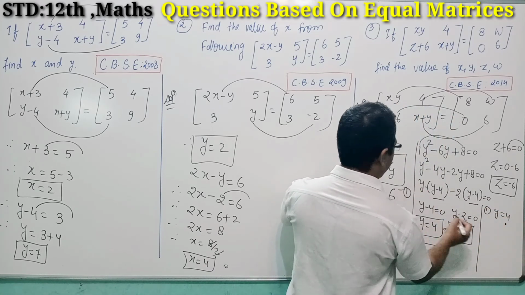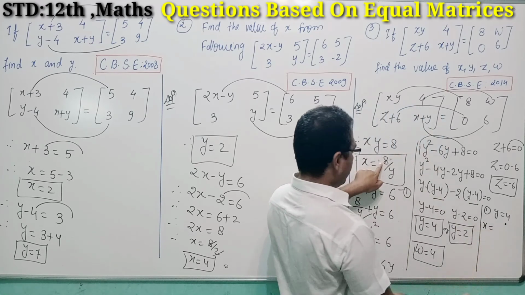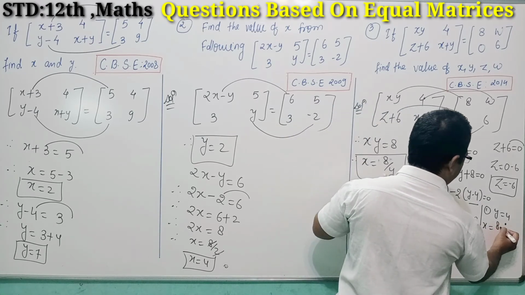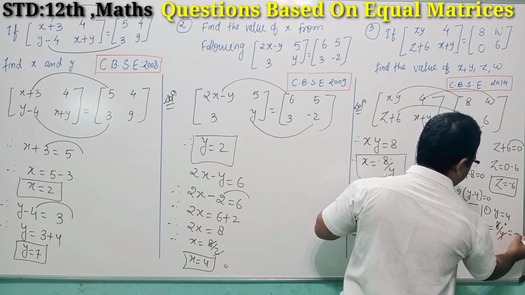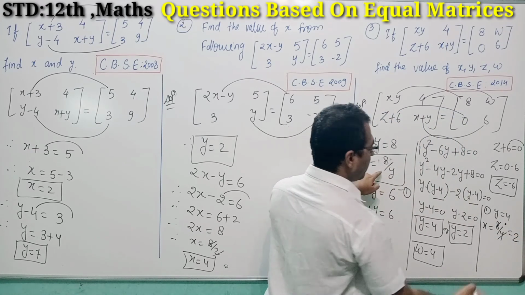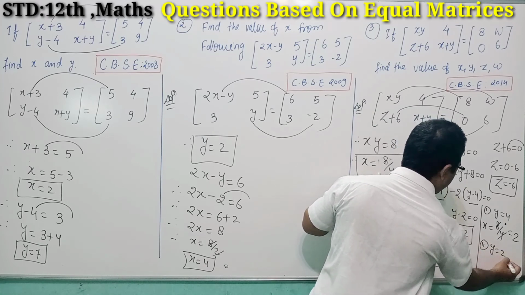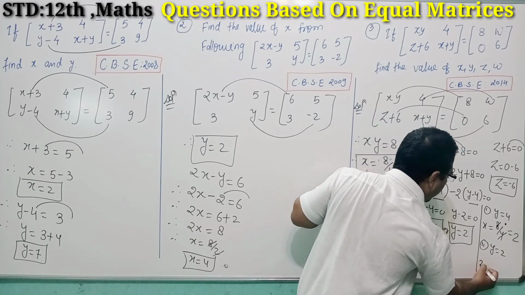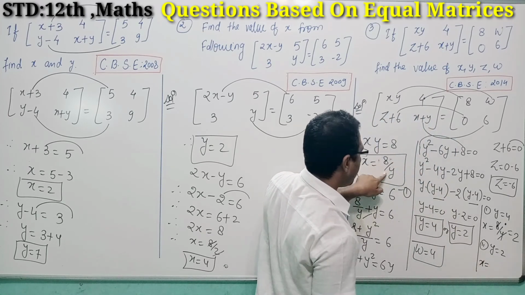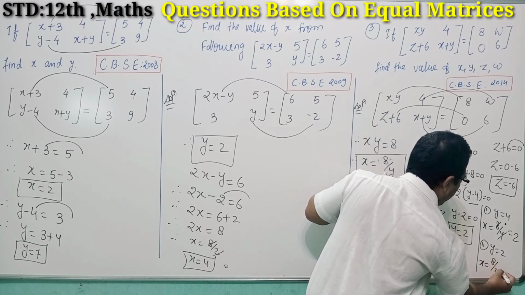So what will the value of x be? 8 by y, so 8 by 4. You are getting, student, 2. Similarly, the second value of y is 2, right? So you can find the other value of x. 8 by y means 8 divided by 2.